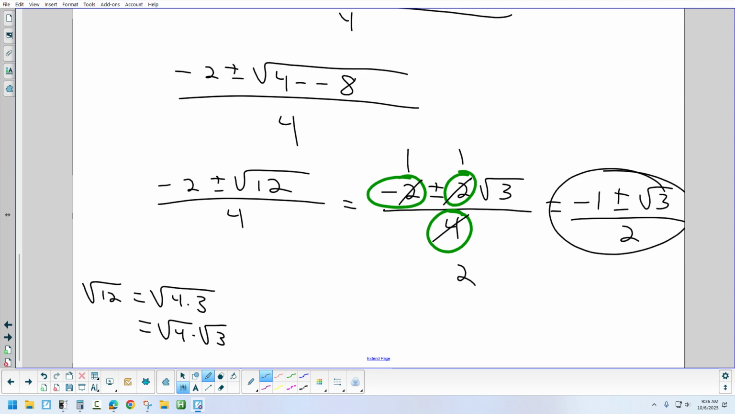This step doesn't always happen. If you ended up with something like, let's say, square root of 14 here, well, the square root of 14 doesn't simplify. There's nothing you can do with that. But in this case it did, which then led to dividing everything by 2. Okay, so that's quadratic formula.